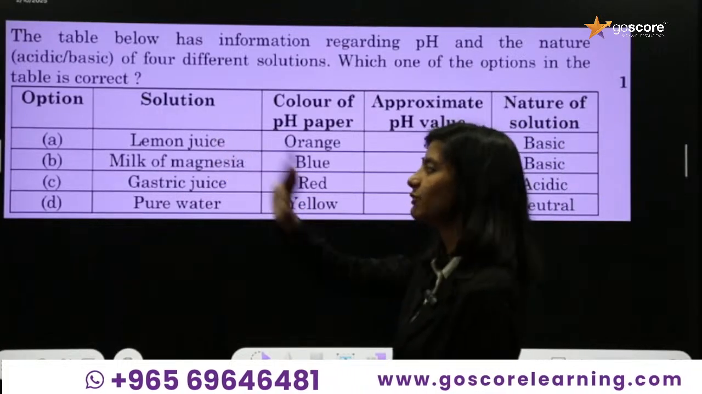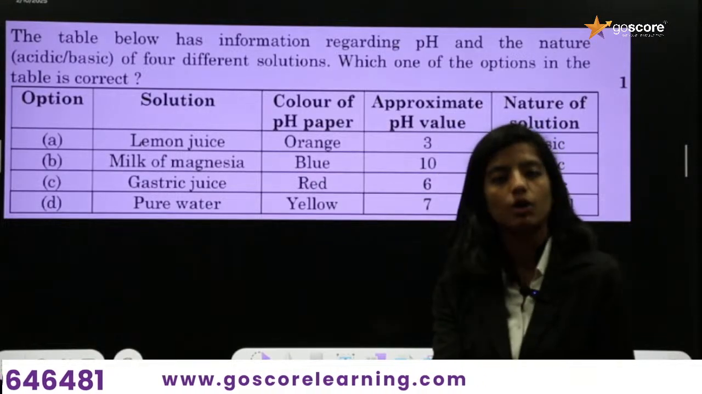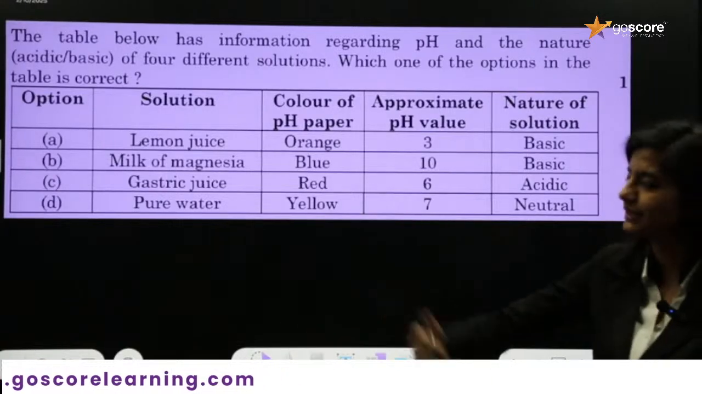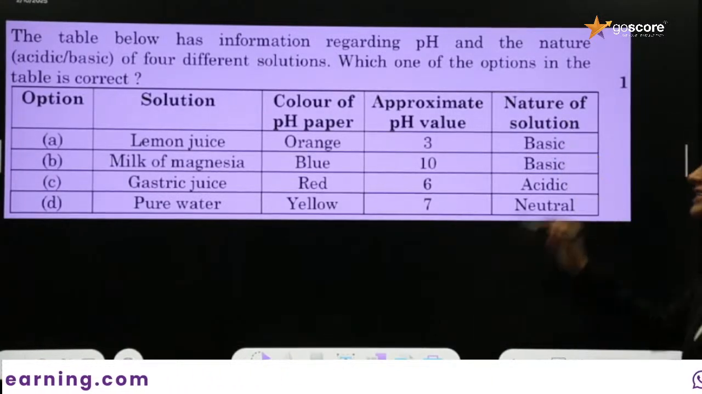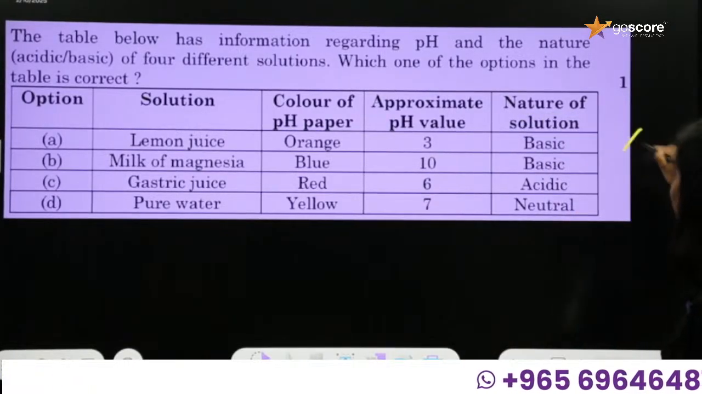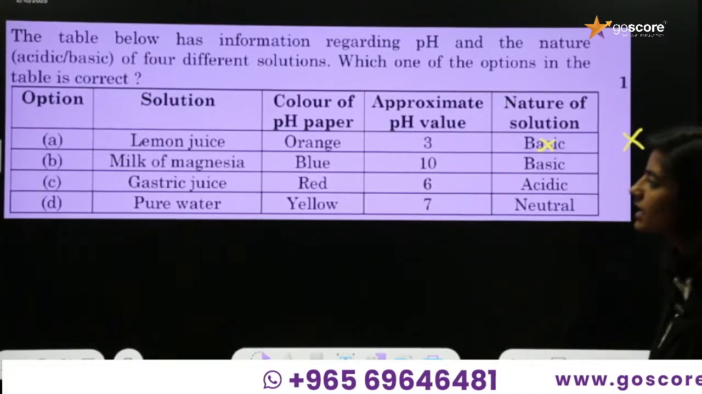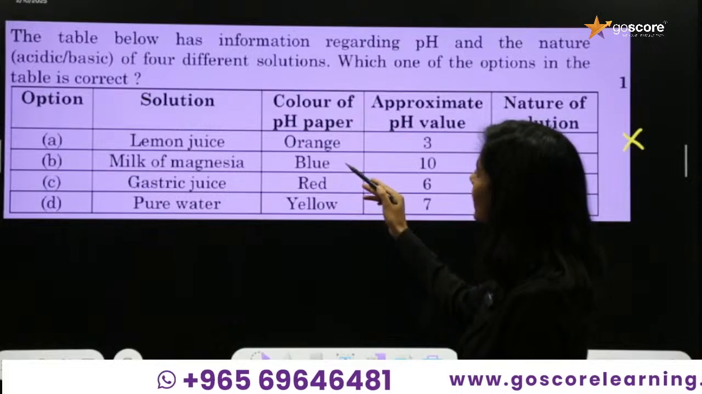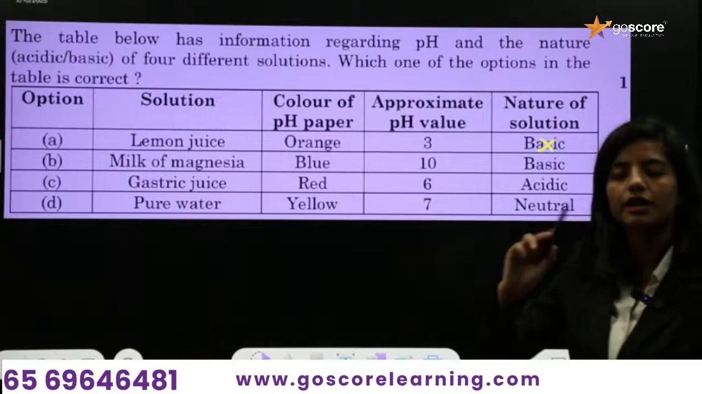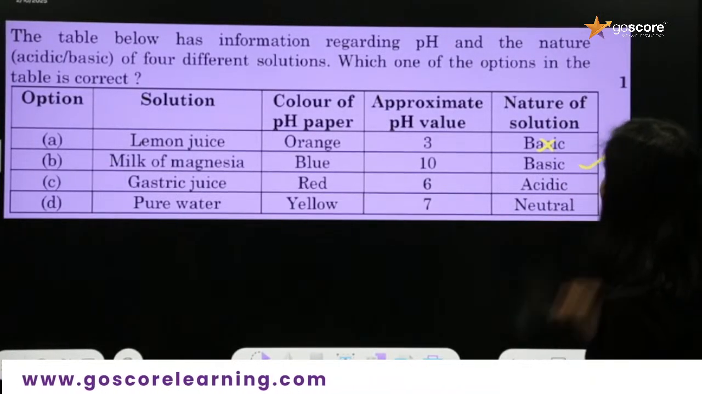Lemon juice is the first solution that we have. The color of the pH paper is orange, that's correct. The approximate pH value is about 3, that's again correct. Nature of the solution, basic. Tada, that is incorrect. It's acidic. Lemon juice is acidic in nature, not basic. Milk of magnesia: the color of the pH paper is blue, that's correct. The approximate pH value is 10 to 11, that's again correct. And it's basic in nature. Yay, that is the correct one.